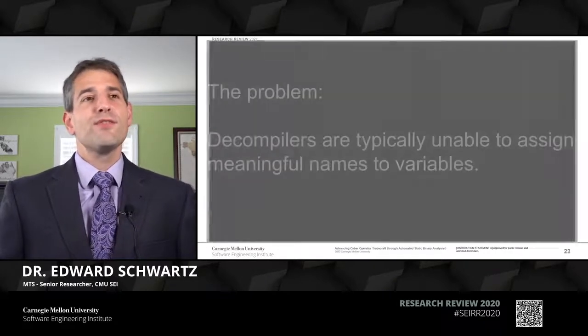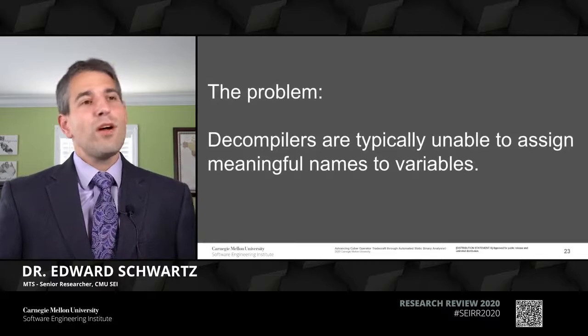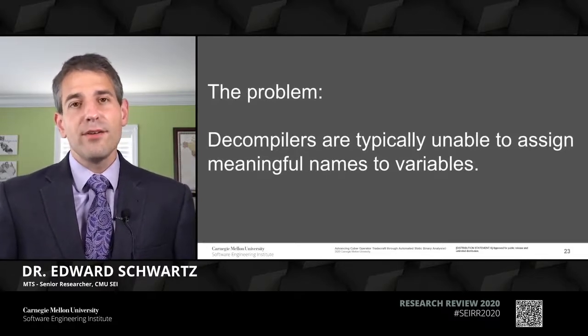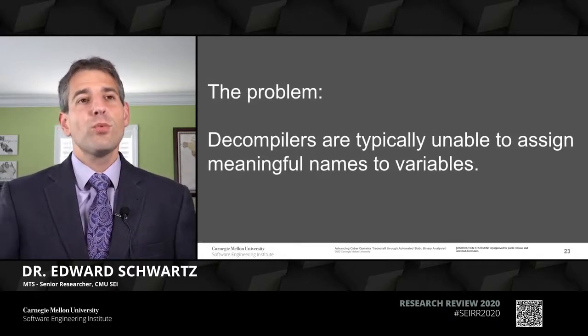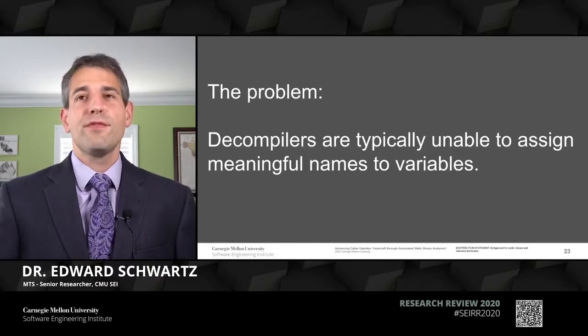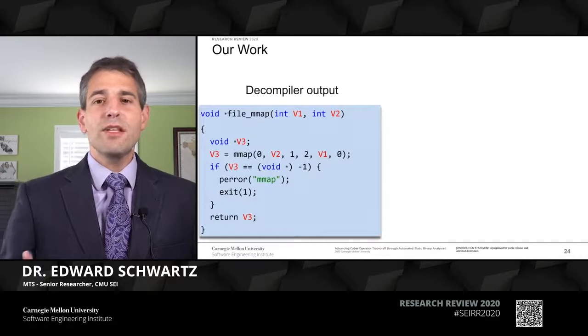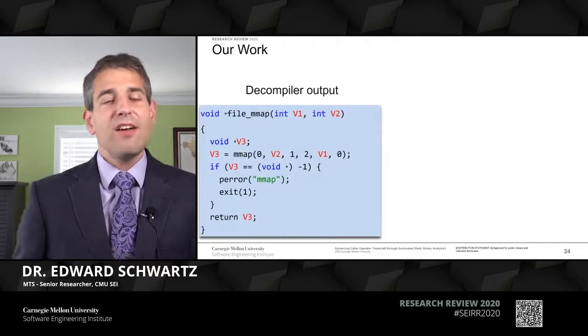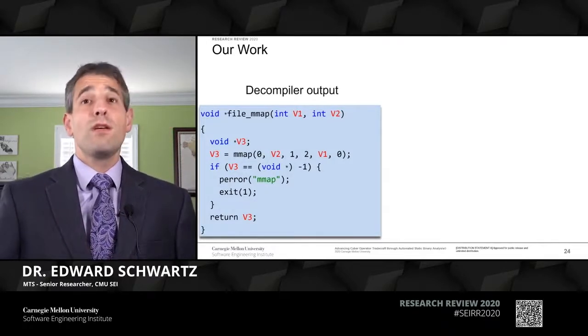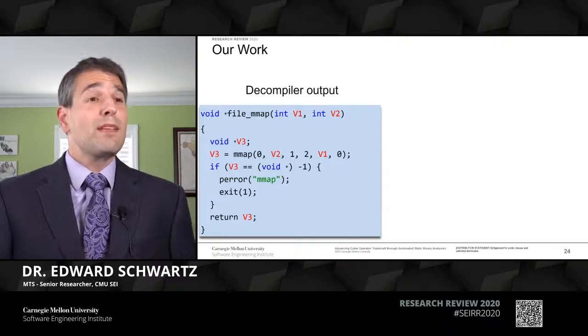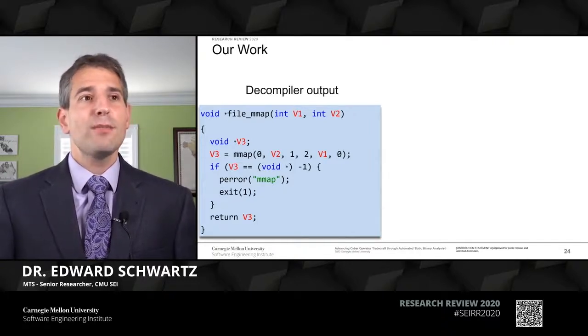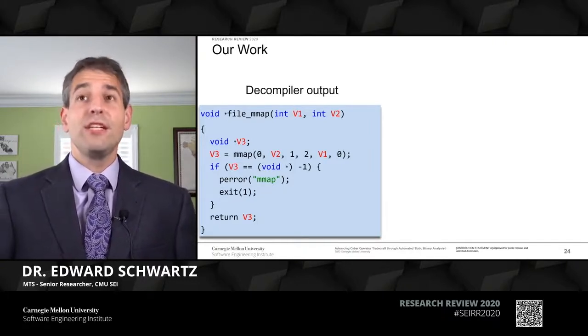There are a couple of reasons for this, but the one I want to talk about today is that decompilers typically don't do much work to try to assign good names to variables. Let's look at an example. Here's some decompiler output, and we can see that the variables are named v1, v2, and v3. So they're not really giving us any information about how those variables are being used.